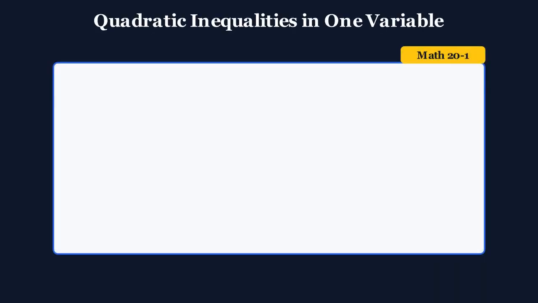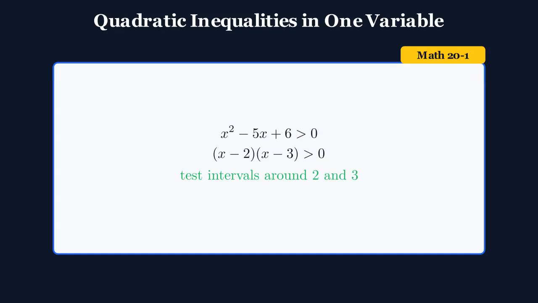To solve a quadratic inequality in one variable, move everything to one side, factor or find the zeros, split the number line into intervals, and test each interval. The solution is usually written in interval notation or inequality notation.